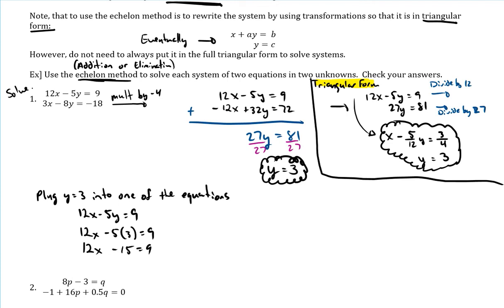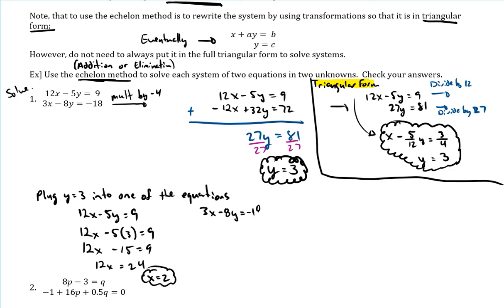So we have 12x minus 15 equals 9. We add the 15 over, and we'd have 12x equals 24. Then dividing both by 12, sorry, we get x is 2. And that's it.